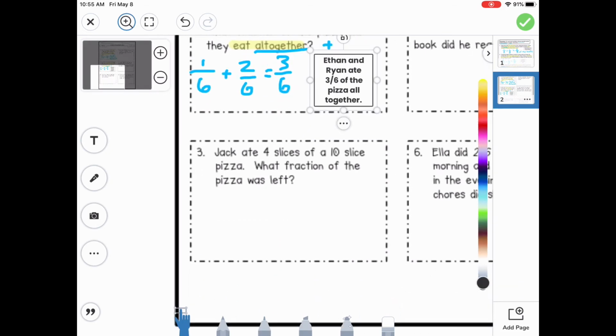Question number 3 says, Jack ate 4 slices of a 10-slice pizza. What fraction was left? So if there were 10 slices of the pizza to begin with, so 10 out of 10 slices, and he ate 4 out of 10 of those slices, I'm going to subtract 10/10 minus 4/10 equals 6/10 of the pizza was left.